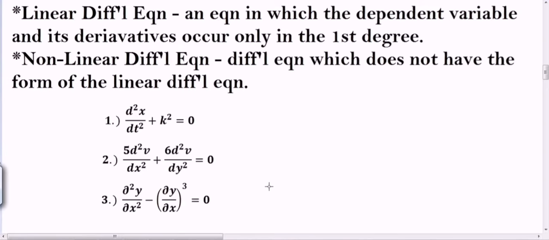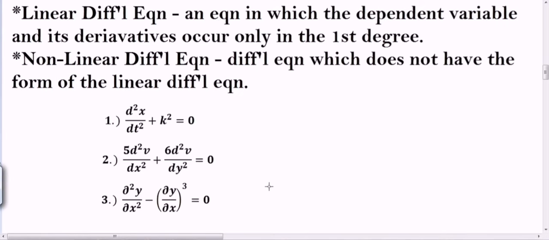Okay, let us have the linear differential equation and non-linear differential equation. So, we have what we call linear and non-linear. When we say linear, it is an equation in which the dependent variable and its derivatives occur only in the first degree. And the non-linear differential equation is the differential equation which does not have the form of the linear differential equation. So, it is easy to identify whether it is linear or non-linear.